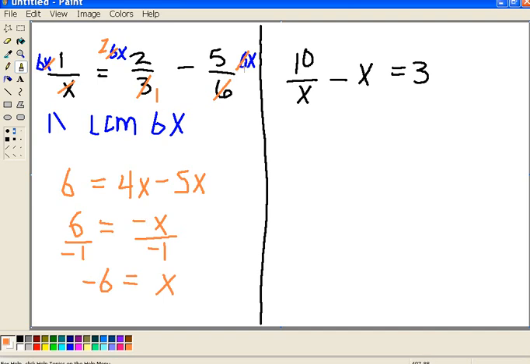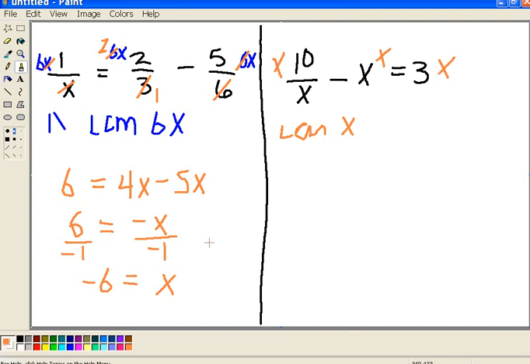Now let's do the same thing over here. I only have one denominator over here, and that is an x. So in order to get rid of it, or bring it out of the denominator, I'm going to multiply every single term by the LCM, which in this case is just x. Okay? So every term is going to get multiplied by x, right? Multiply x here, multiply by x here, and multiply by x here.